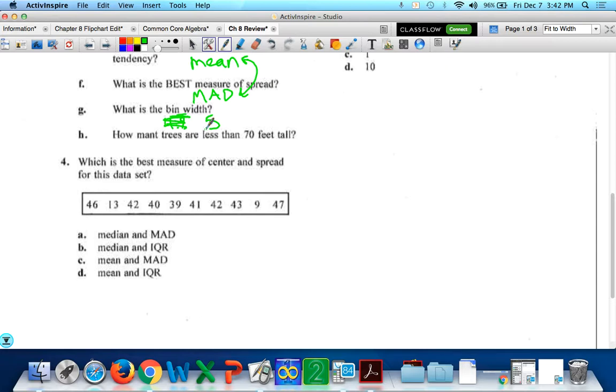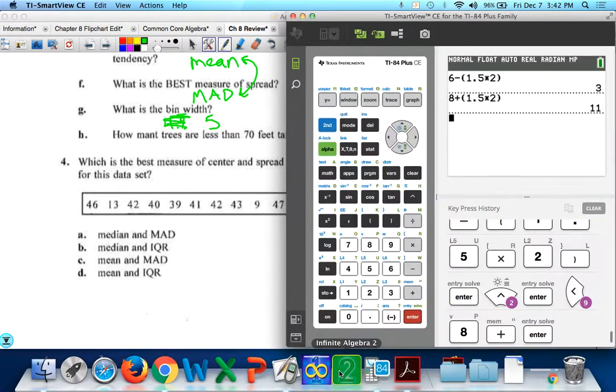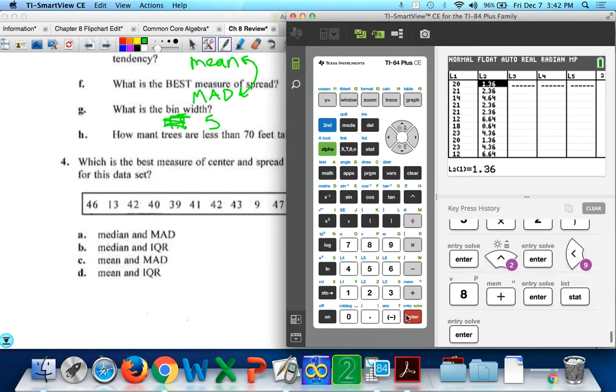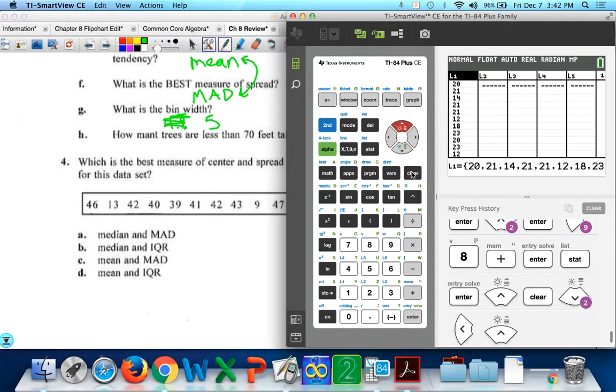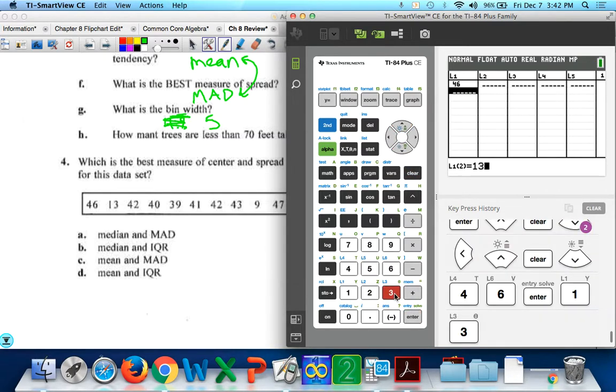Number 4 gives us a new set of data. It says, what is the best measure of center and spread for the data? To do that, this is where we're looking to see if our mean and our median are similar. Because if they're similar, really close together, that means it's symmetric data. So we hop over here in the stat category, we delete whatever was in the lists. We have our new data, 46, 13.